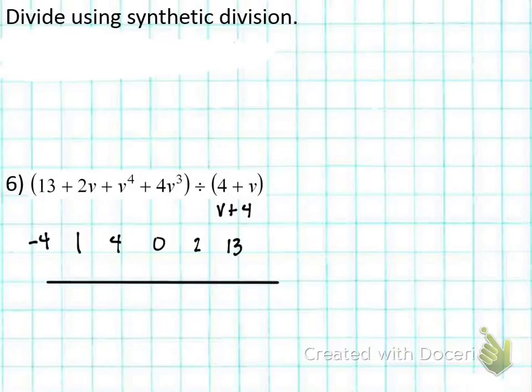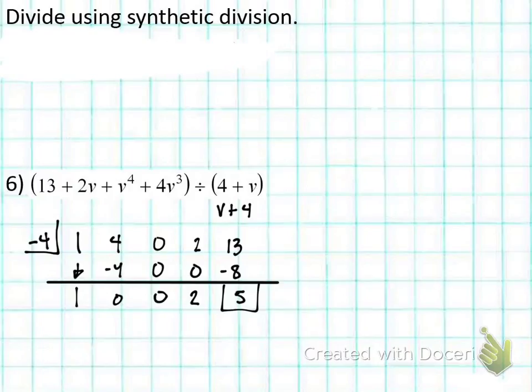Ready, set, go. So the first thing, bring down the first one, bring it down. 1 times -4 is -4. 0 times -4 is still 0. So we have a 0 here. 0 times -4 is still 0. We have a 2. 2 times -4 is negative 8. Yeah? 5. And this is my remainder.